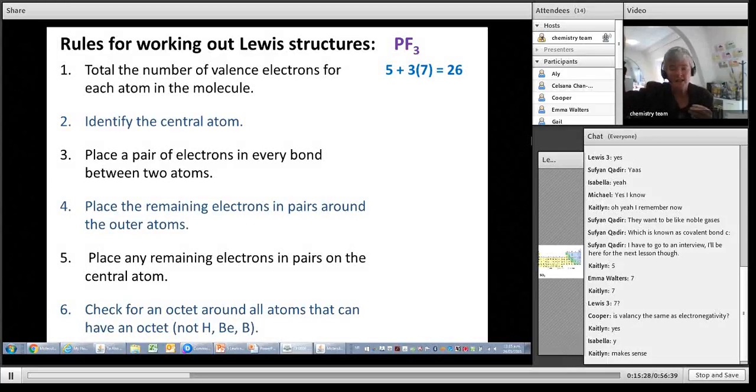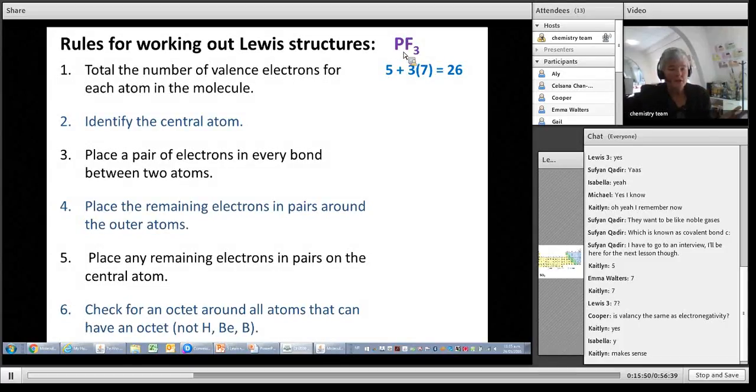Electronegativity is how strongly that atom attracts the bonding electrons. So it's not with how many, it's with how strongly it attracts the bonding electrons. So phosphorus has got a valency of 3, fluorine valency of 1. So phosphorus is going to be the central atom.